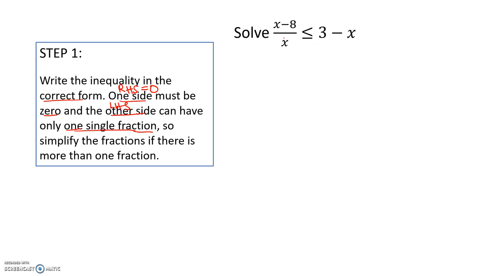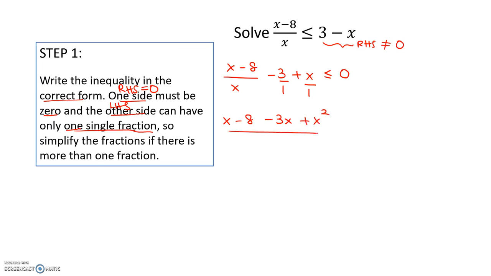So if you read this question, on my right hand side I didn't have 0. That means let's bring everything to the left hand side first. So (x minus 8) over x minus 3 plus x less than or equal to 0. On my left hand side, I have a lot of fractions because this is 3 over 1 and x over 1 as well. So let's change it into a single fraction. Multiply everything with x, so x minus 8 minus 3x plus x squared over x less than or equal to 0.